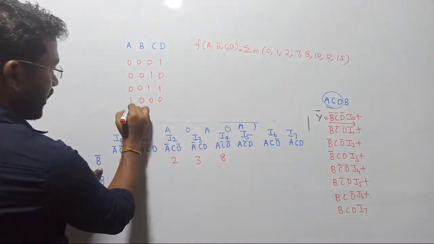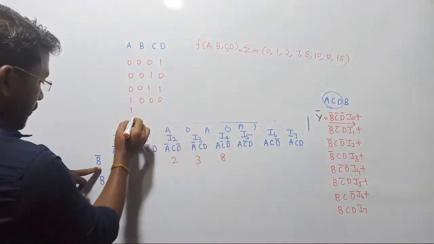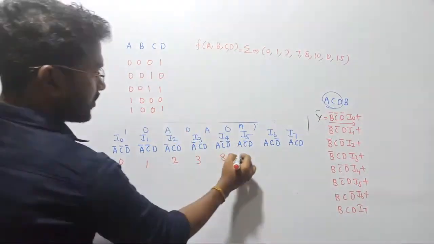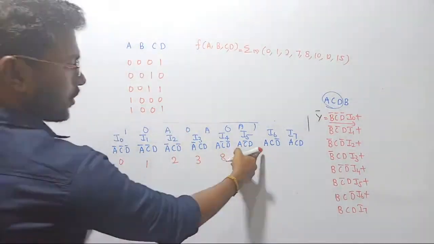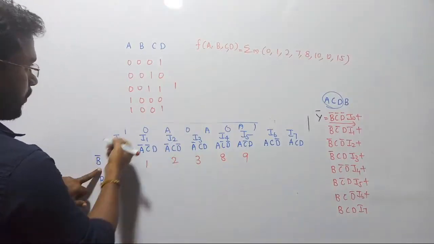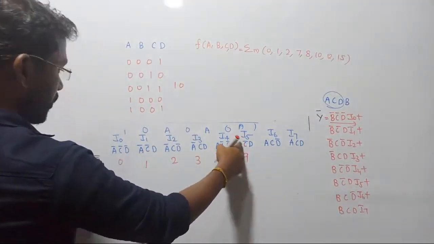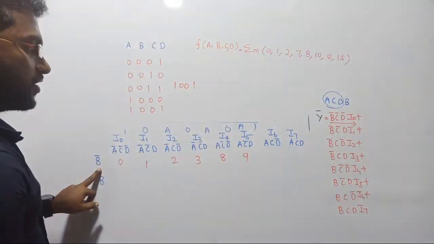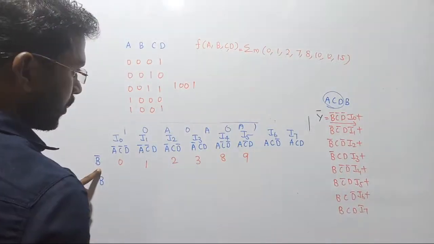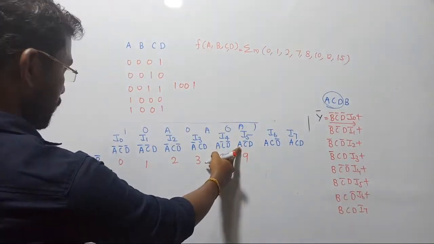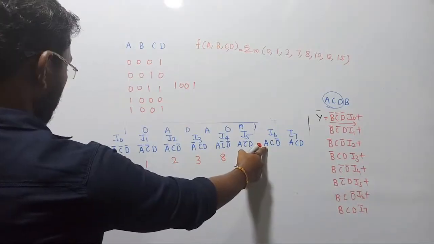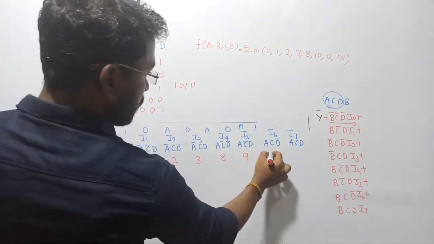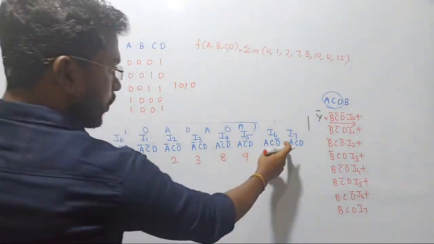For A we are going to get 1, B bar 0, C bar 0, and D 1, such that this will be 9. That is 1, 0, 0, 1, that is 9. Sorry guys, this is 9 only. Next this is 1, 0, 1, 0, so this is 10. Now let's realize 1, 0, 1, 1.